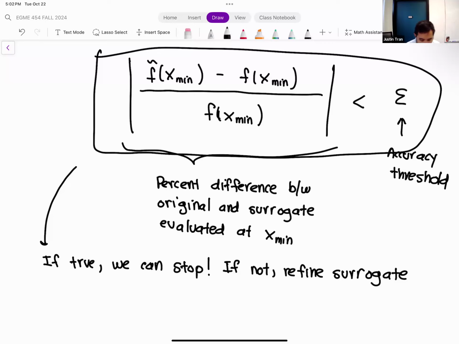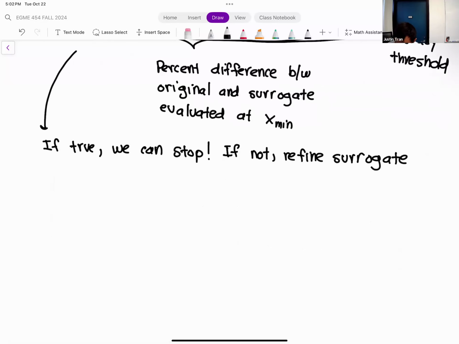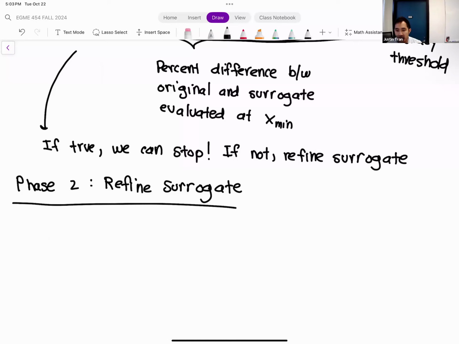I think we'll have just enough time to talk about how we refine the surrogate, and we'll probably save the example for next time. So let's talk about phase two. Phase two is to refine the surrogate. Phase one was choose the step size. Phase two, refine the surrogate.